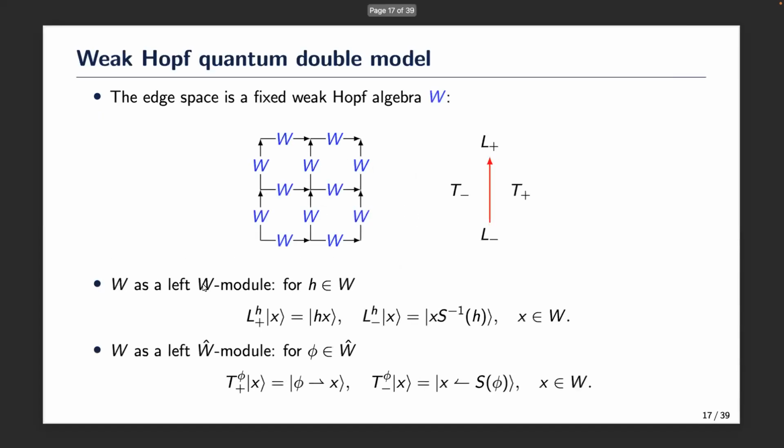And so let's move on to the next part, where we will give a concrete example which exhibits some weak Hopf symmetry. The setup is that we consider a lattice or graph embedded in some closed surface. And we fix a weak Hopf algebra W, and then we form the total Hilbert space by attaching a space W to each edge as here. For convenience, we consider the square lattice here. And then we take a tensor product over all these spaces. So the total Hilbert space is the tensor product over all the edges here.